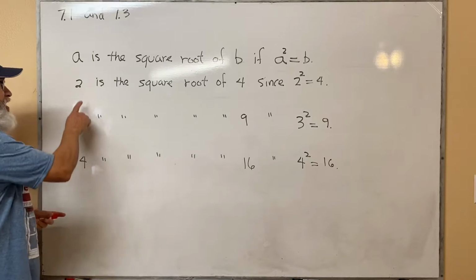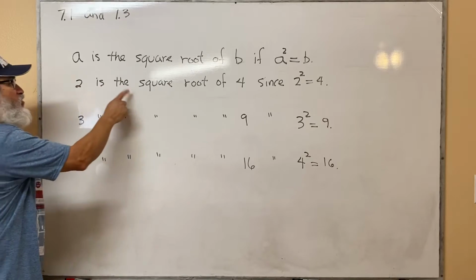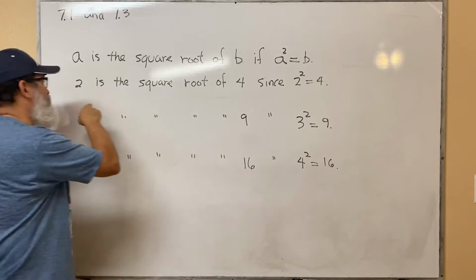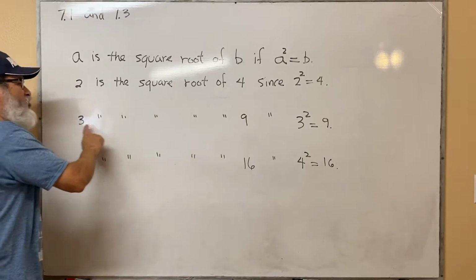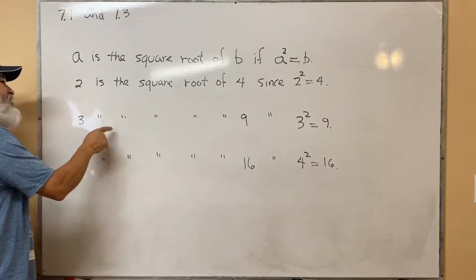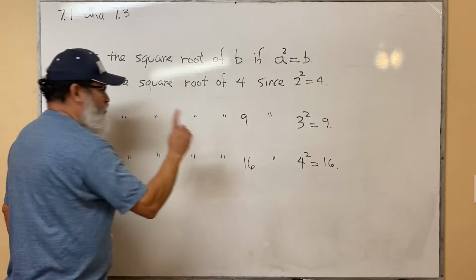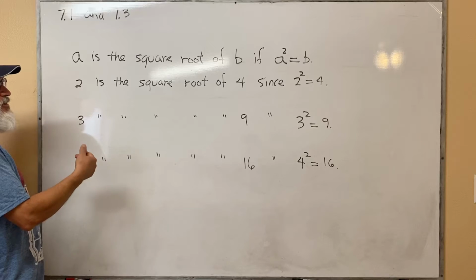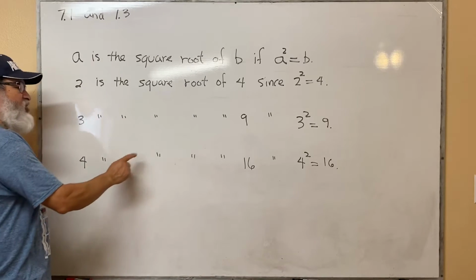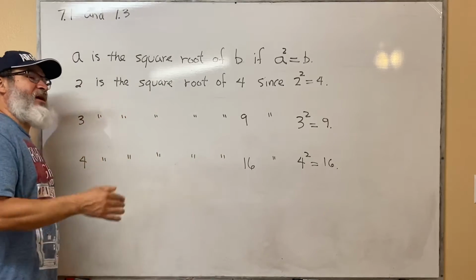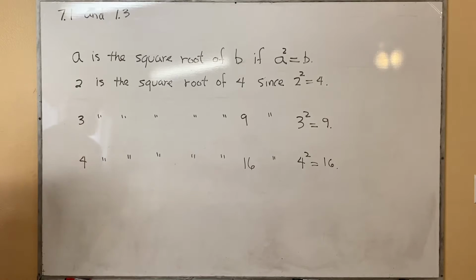Note, please understand that the only reason why 2 is the square root of 4 is because when you square this, you get 4. When you square 3, you get 9. So therefore, 3 is the square root of 9. When you square 4, you get 16. So 4 is the square root of 16 because 4 squared equals 16. Maybe that's the better way to say it.